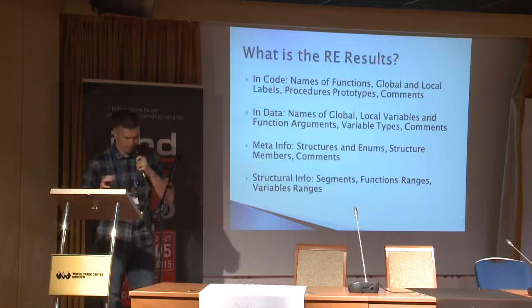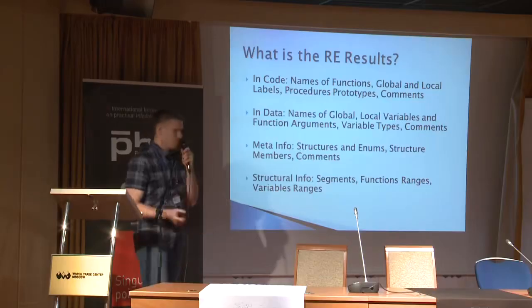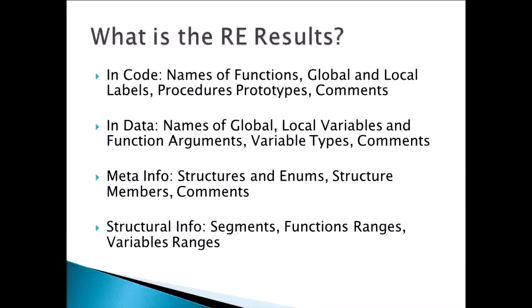So let's try to generalize what are these RE results, reverse engineering results. I divided them into 4 parts in code. Names of functions, global and local labels, procedures, prototypes, and comments. And comments very often are some intermediate option in the data. Names of global and local variables, function arguments, variable types, and comments.